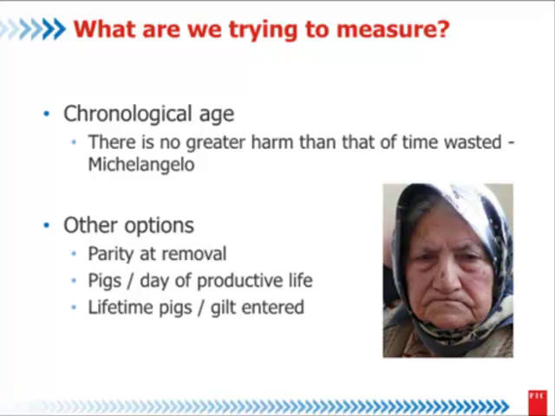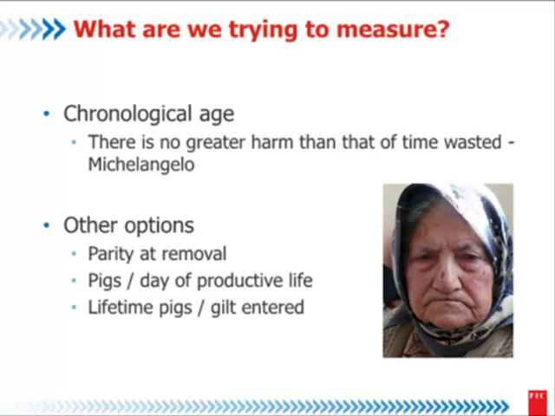But Dean mentioned up front a little bit about trying to increase the overall productive life of a sow. And I think that that's probably an oversimplification of ultimately what we're trying to do. None of us should be very interested in having a bunch of 8, 9, 10-year-old sows in our farm that haven't been productive during that time period. Michelangelo said there's no greater harm than that of time wasted, and when I go in some breeding barns and see sows that have been standing around there for a long time, that might be one representation of that.